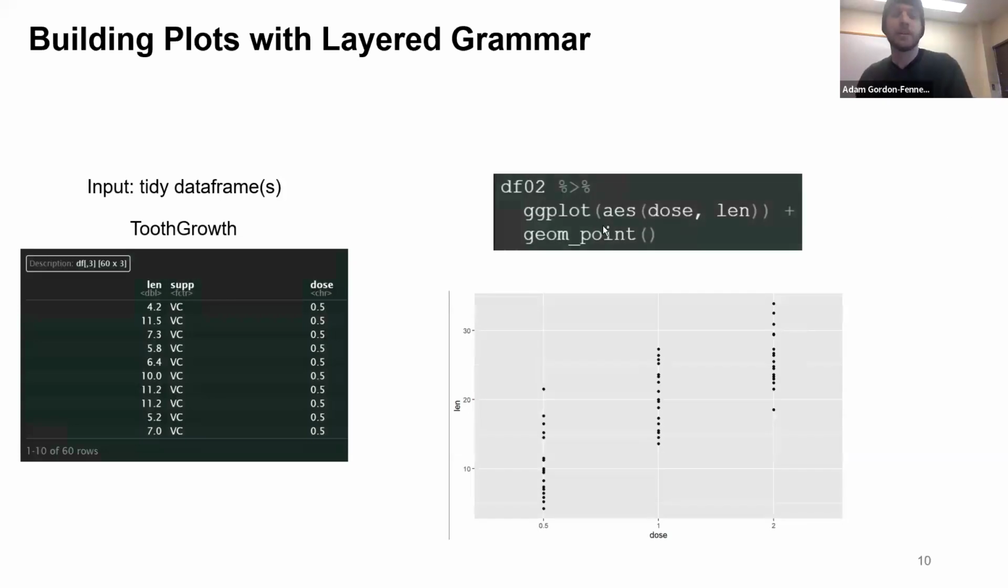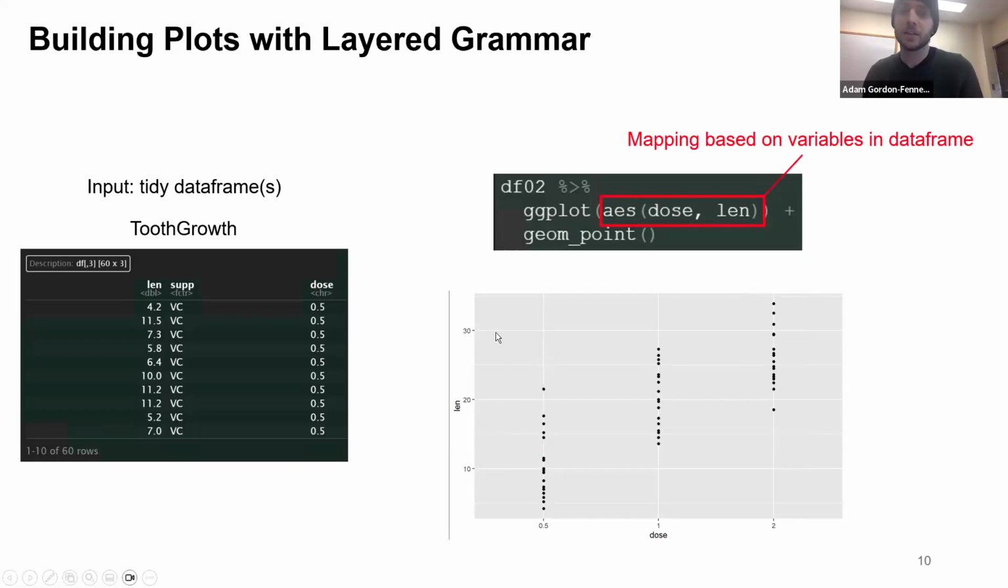For these layered graphics, or layered grammar, you start with a data frame, and then you map components of your data frame as either your X or your Y, and then you assign a geom to that mapping. In this case, our mapping is the dose on the X-axis and the length on the Y-axis. Then we assign a geom of a point, which converts these X and Y values into points as shown here.